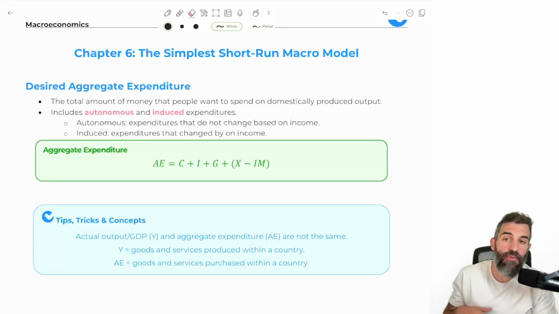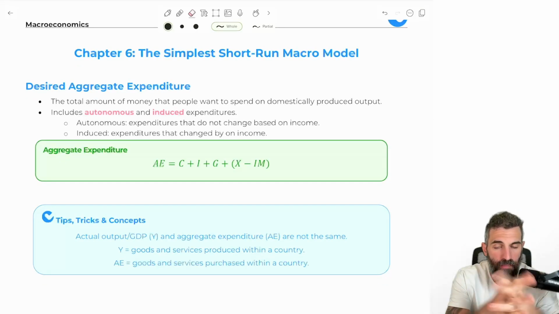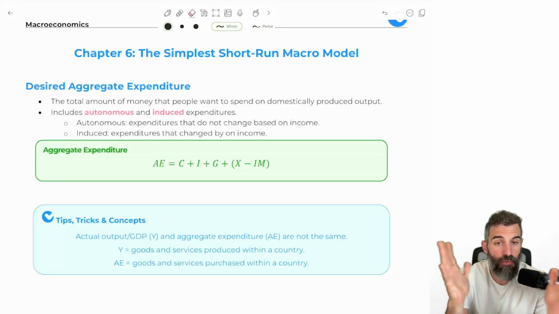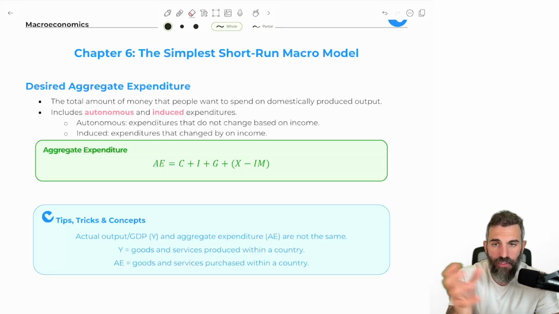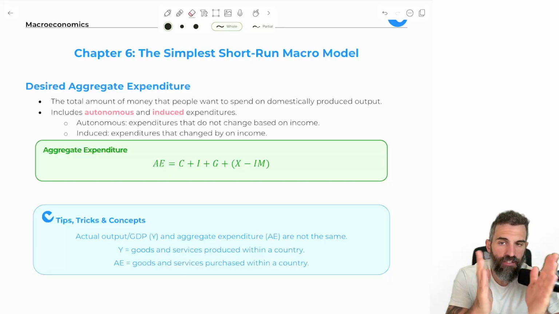Hey everyone, in this chapter we're going to be talking about the simplest short-run macro model. We'll start off by simplifying it, and then in the coming chapters we'll expand it again to include some of the other components. But before we do any of that, let's talk about something called desired aggregate expenditure. And you have a formula right in front of you.